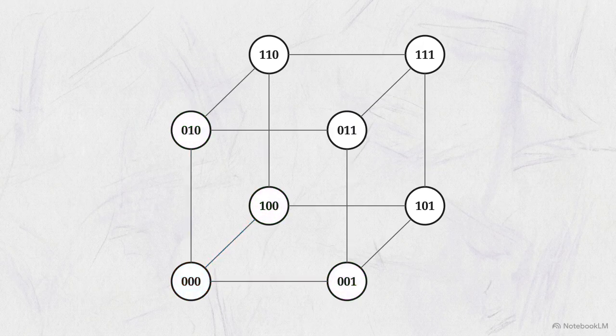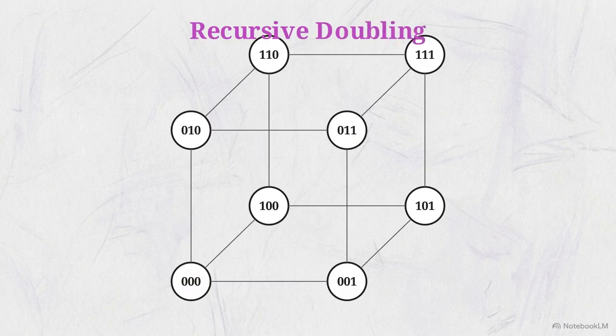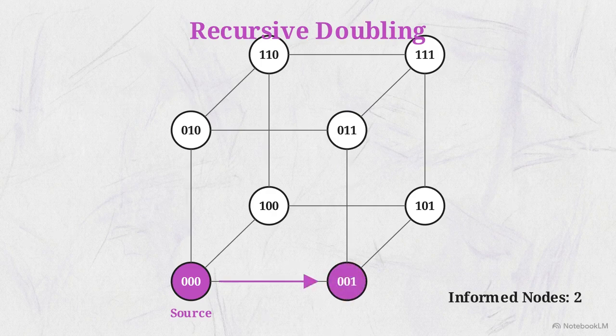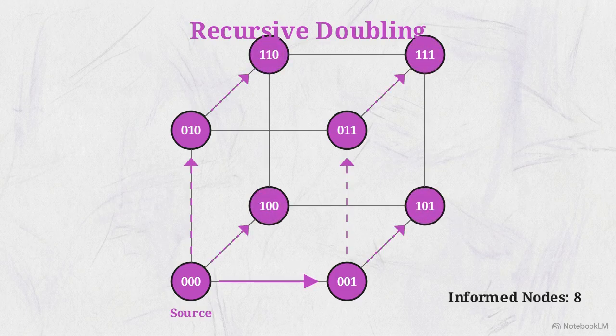To execute a one-to-all broadcast on this structure, we use a mechanism called recursive doubling. At step 1, the source node 000 sends the message across dimension 0 to node 001. The number of informed nodes doubles at each step. At step 2, both informed nodes send data across dimension 1 to node 010 and 011. At step 3, all 4 nodes send across dimension 2 to the remaining 4 nodes. A 3-dimensional cube requires exactly 3 steps to reach all 8 nodes.